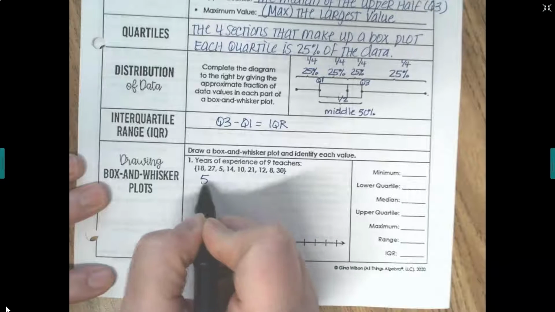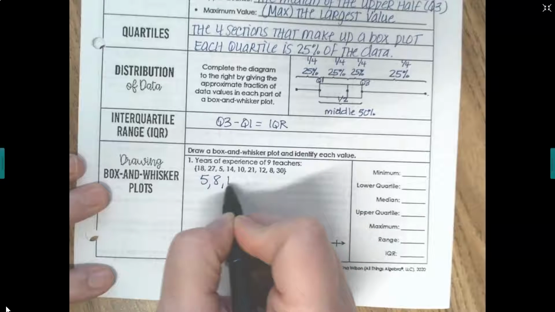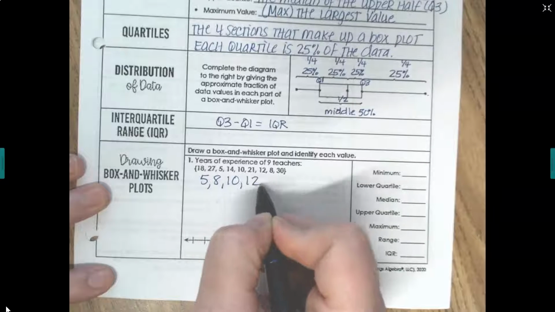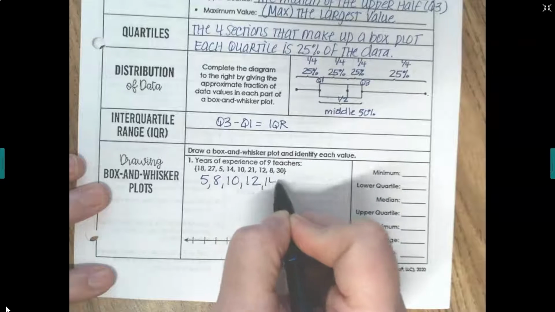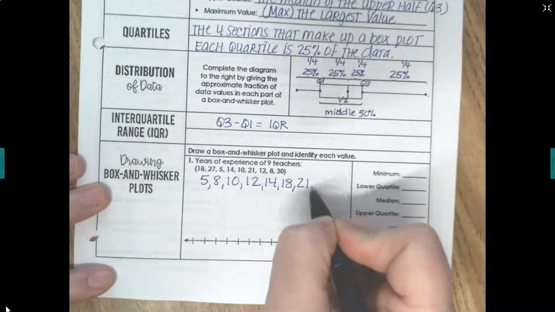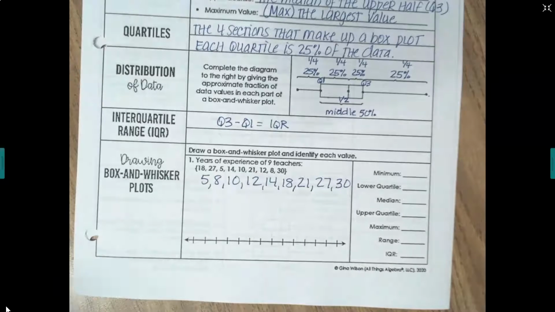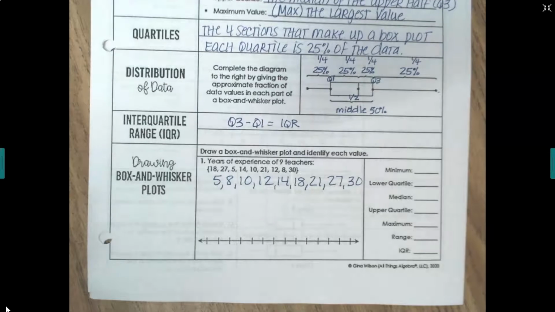So our order needs to be 5 years is the least. We have 8, 10, 12, 14, 18, 21, 27, and 30. So there are 9 numbers here, which is an odd number, which means there's an exact middle.